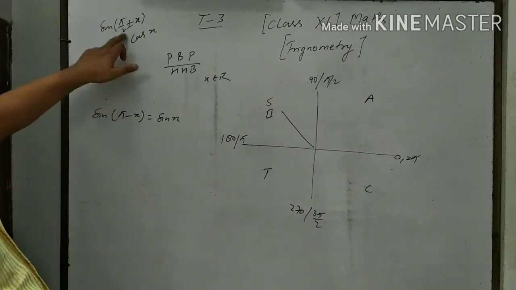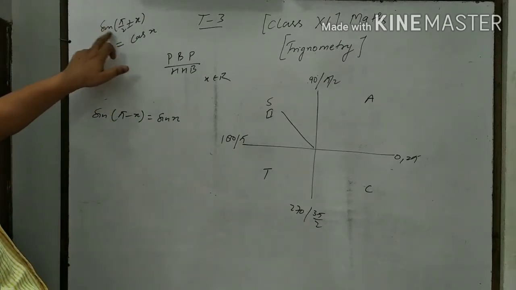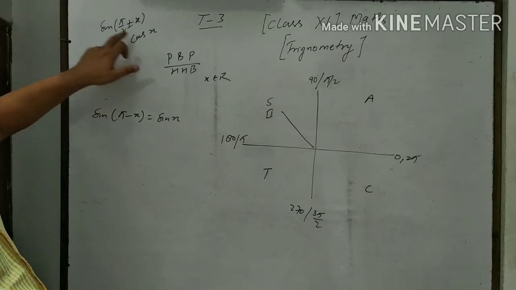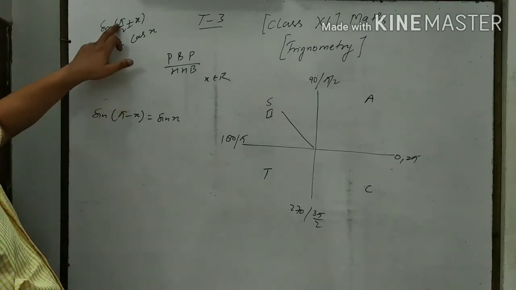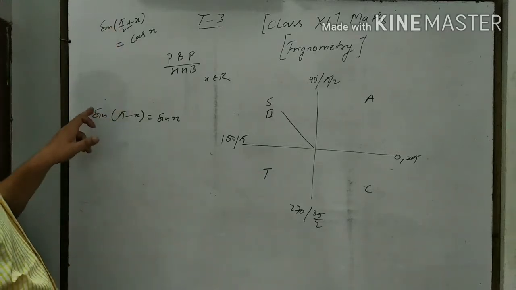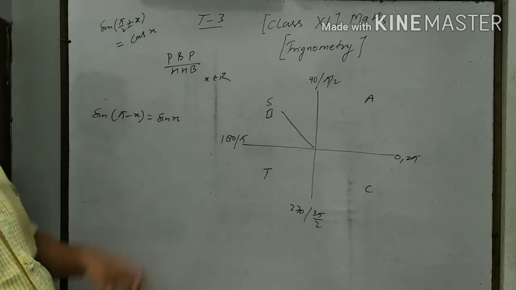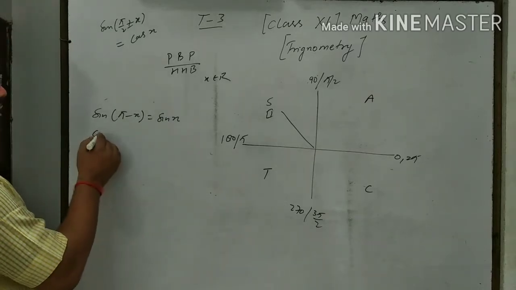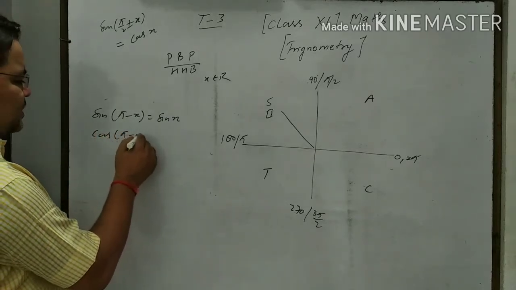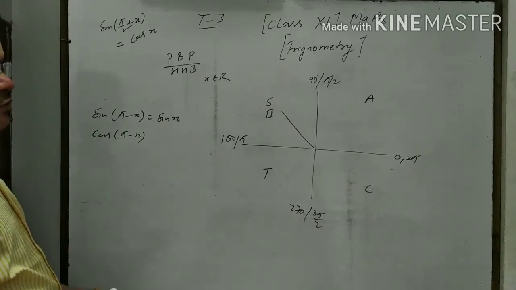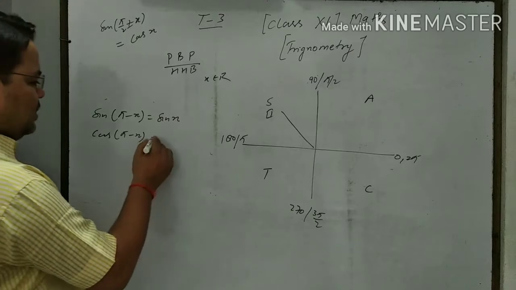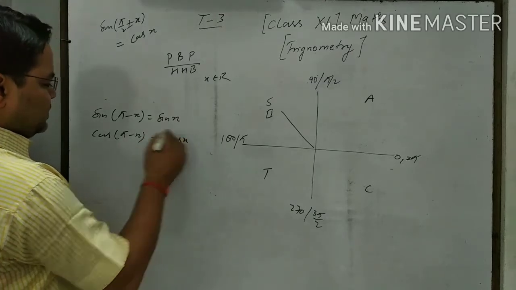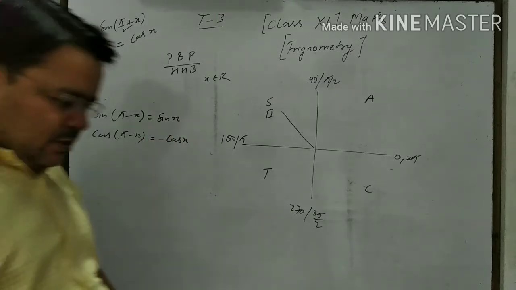If it is pi by 2, then sine will be cos, cos will be sine, tan will be cot, cot will be tan, sec will be cosec, and cosec will be sec. But if at the place of pi by 2 we have pi, then sine will be sine only. Okay. Similarly, cos of pi minus x: which quadrant? Second quadrant, and in the second quadrant cos is negative, so it will be minus cos x.